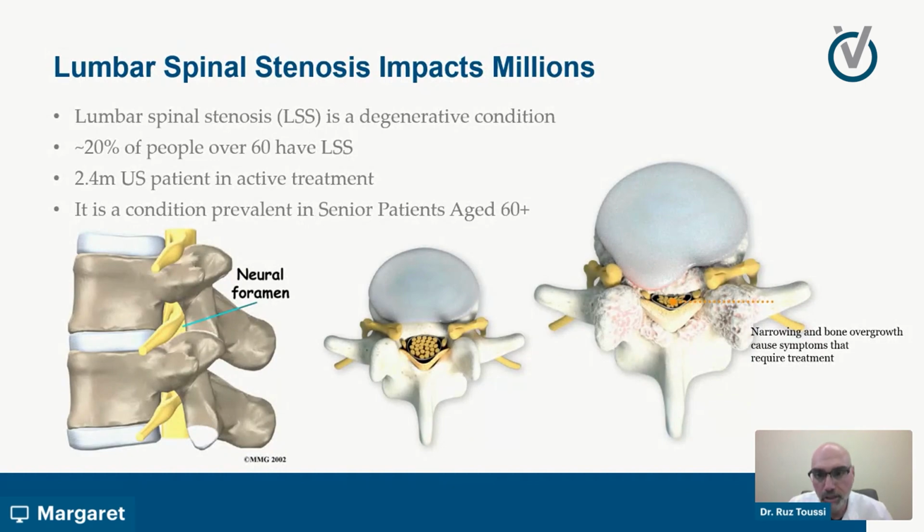You can see from the pictures here that there's depicting the neuroforaminal narrowing, and then we have our cross-section view all the way to the right, where you can see the central canal narrowing, and there's multiple causes of that narrowing, which we identify with an MRI, but it can be related to disc bulges, thickening of the ligament, bony overgrowth, spondylolisthesis or slipped discs, or just worsening arthritis of those facet joints.